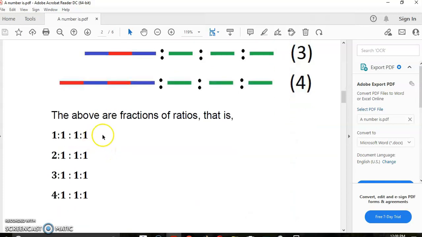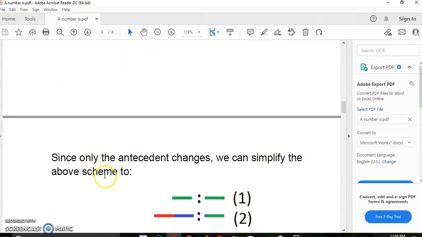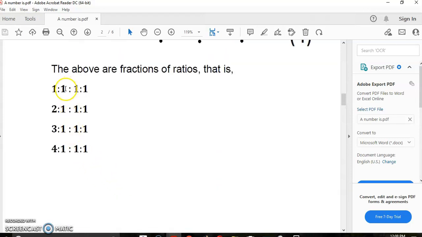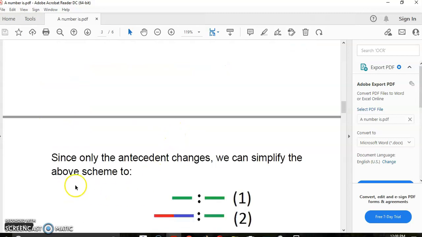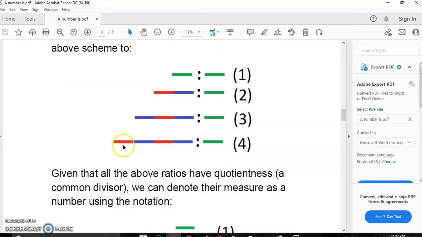The above are all fractions or ratios, that is 1:1, 2:1, 3:1, 4:1, etc. Since only the antecedent changes, we can simplify the above scheme to simply this, where we just have one ratio, and we know that the green line is the unit. Given that all the above ratios have quotientness, which means they all have a common divisor between the aliquot parts, the common divisor in this case is this, and again in this case, and again in this case, and this case.